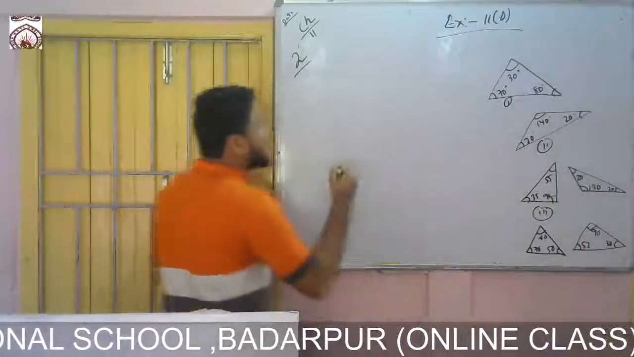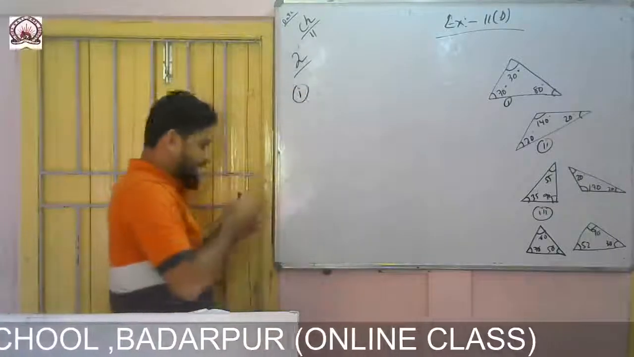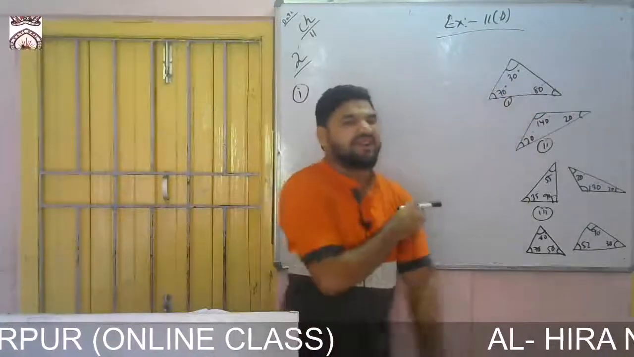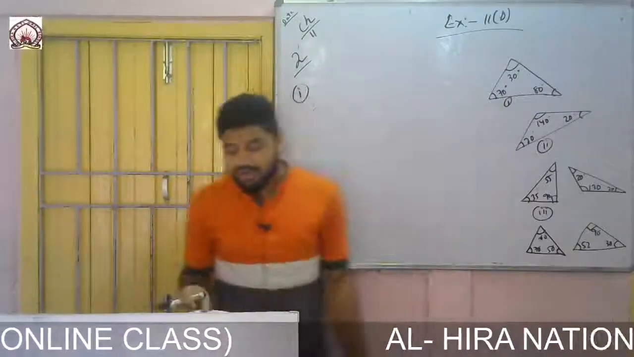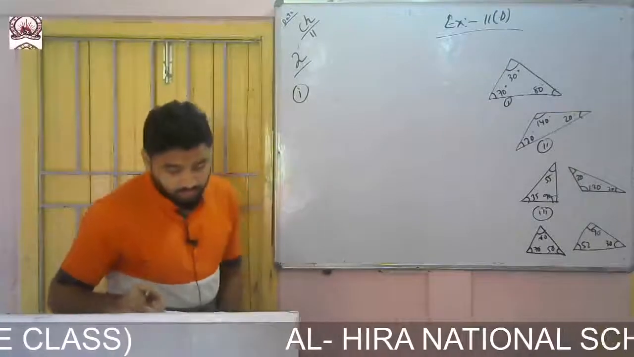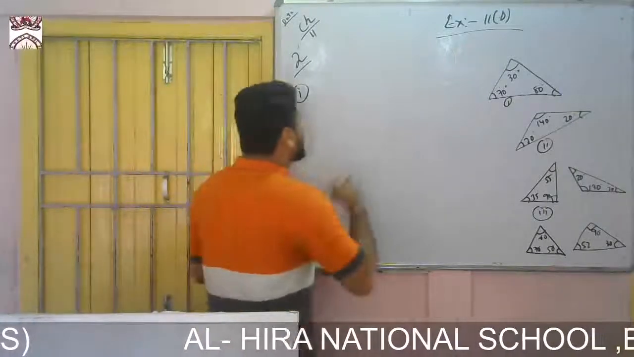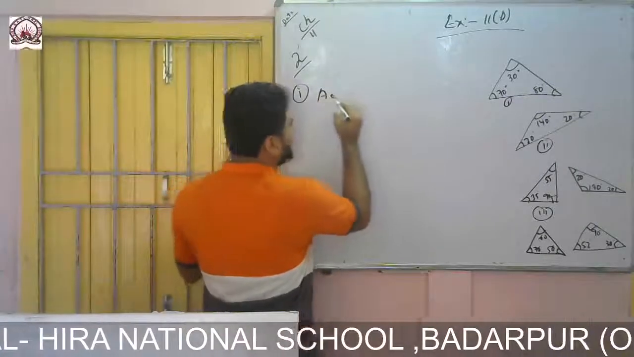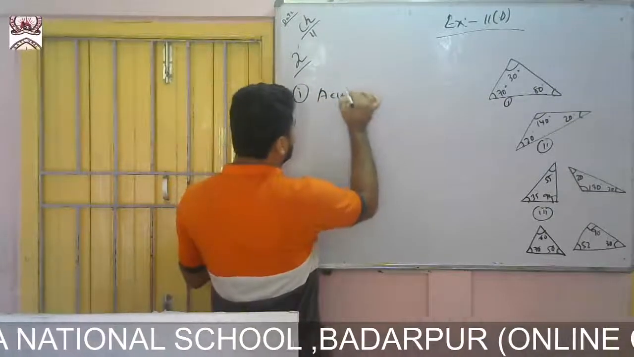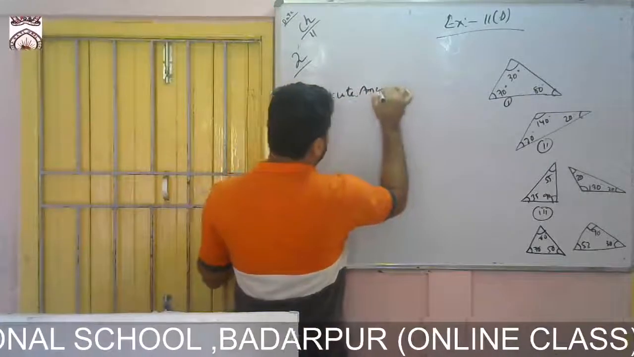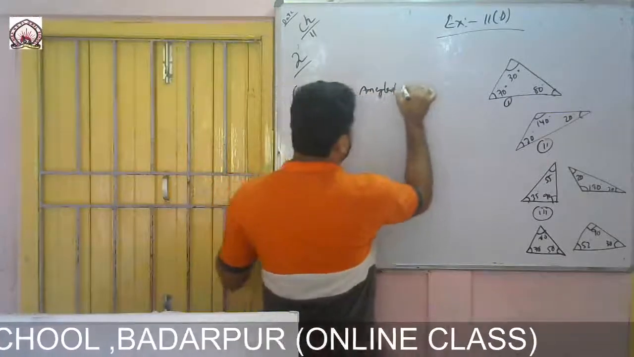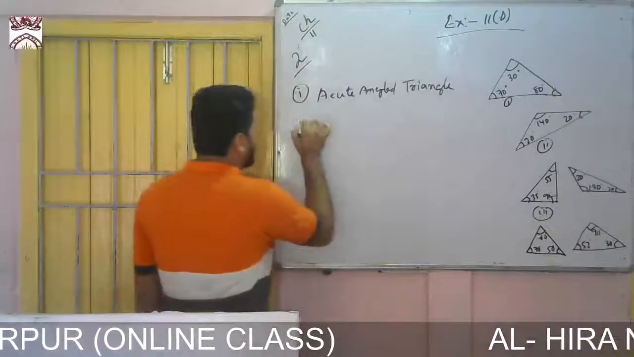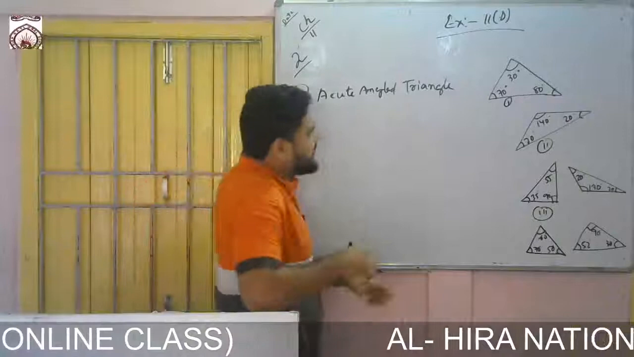I need to write the names. So you see number 1, what is there? Since all the measures of the angles are less than 90°, it is an acute angle triangle. Number 2, let us come.